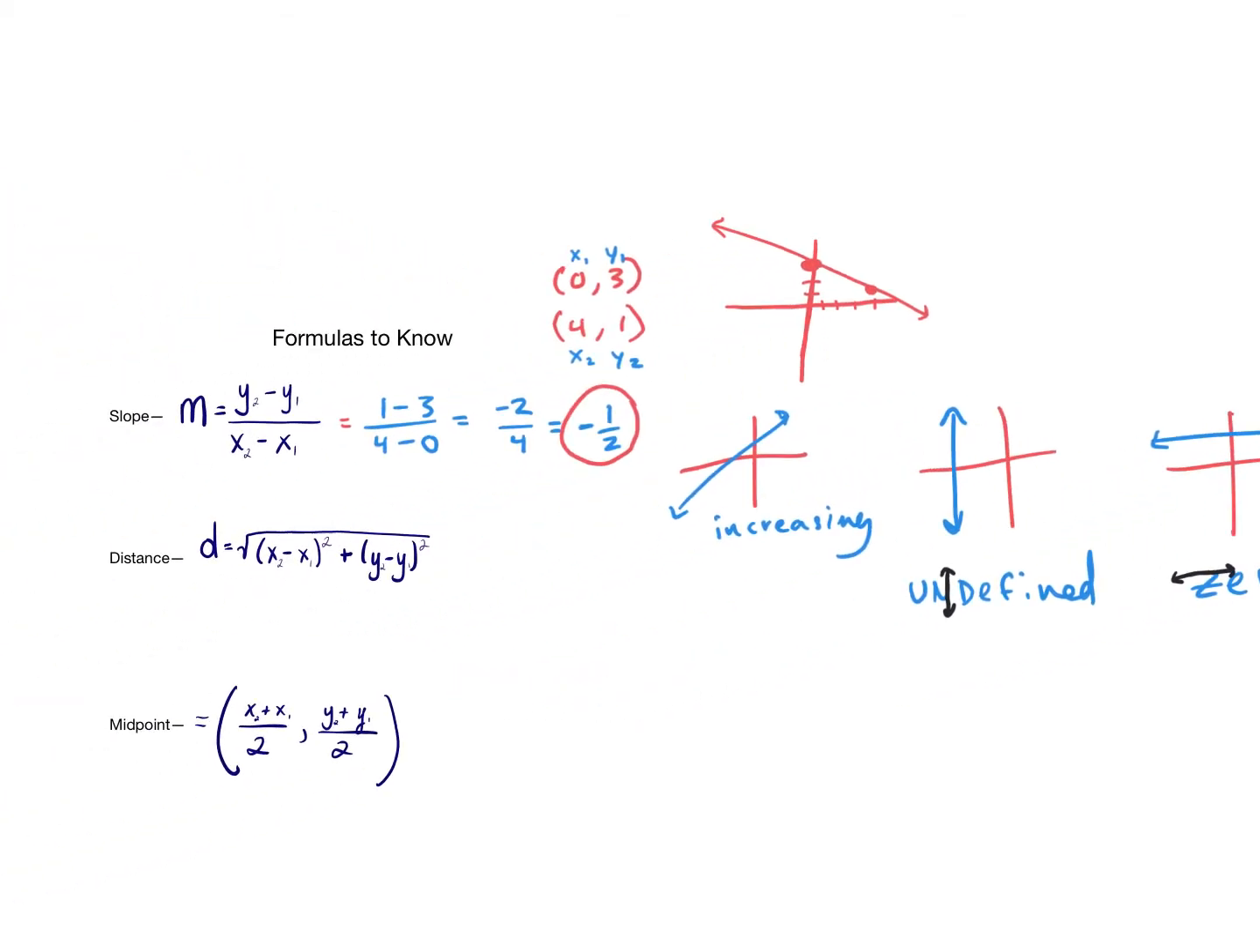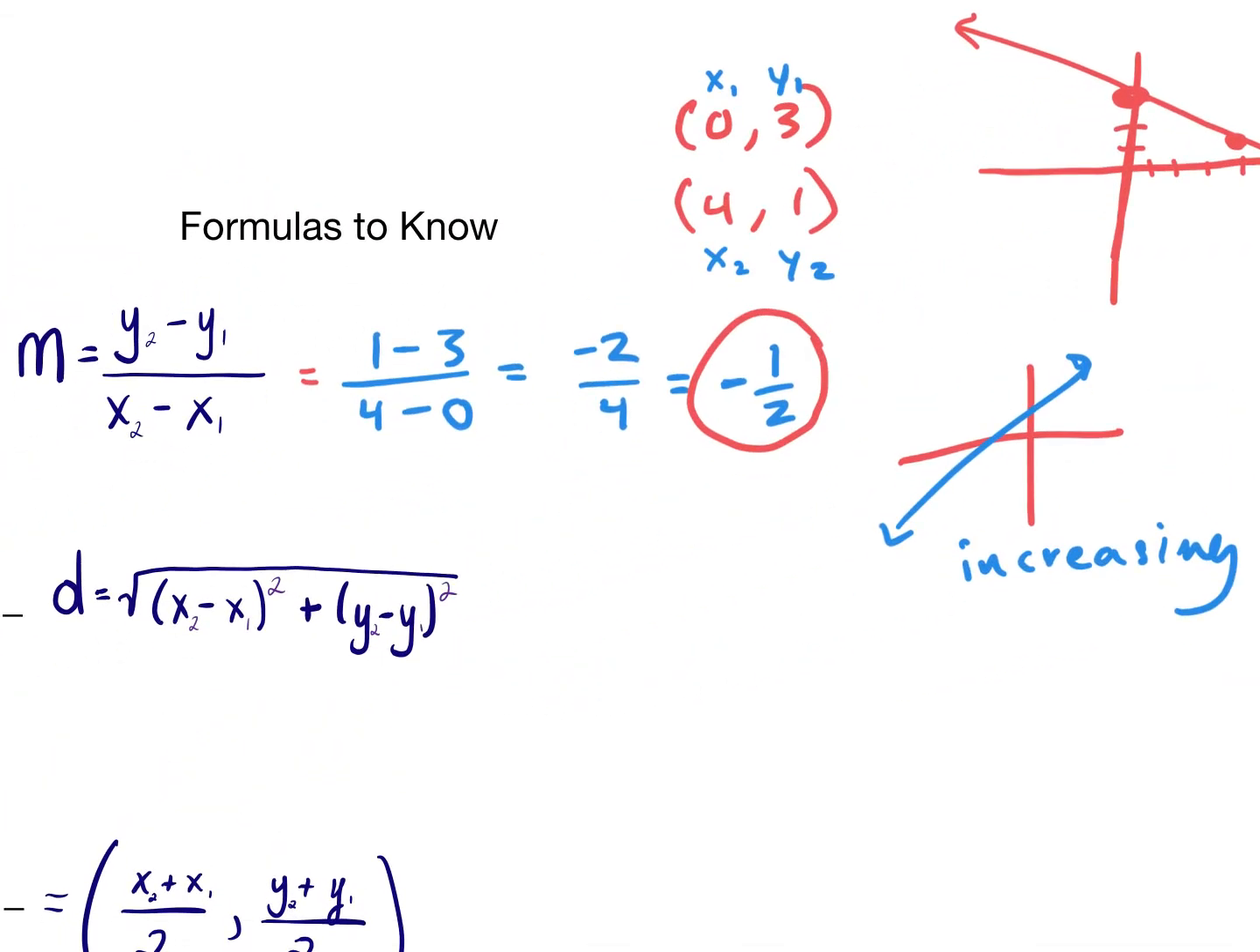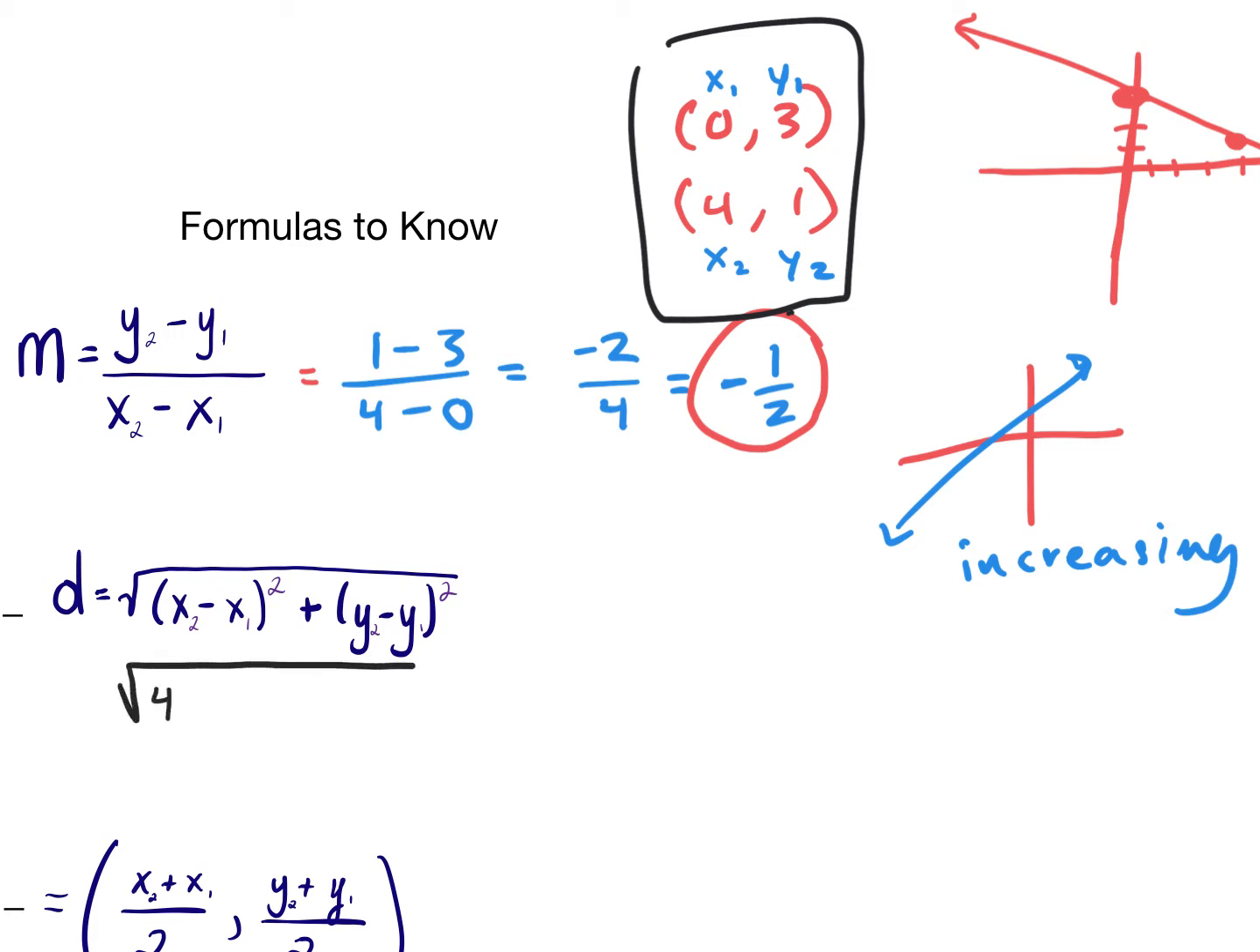All right, next we're going to find the distance. We're going to use the same points up here. Just plug them into our distance formula. So we have the square root of x2, we said was 4, minus x1, which is 0, squared, plus y2, which is 1, minus y1, which is 3, squared.